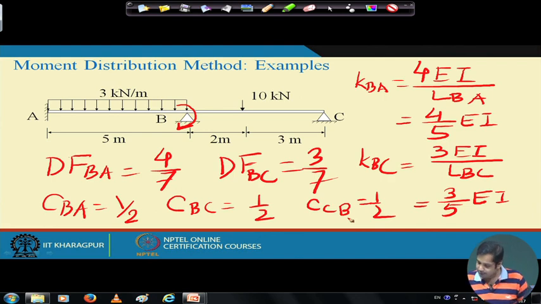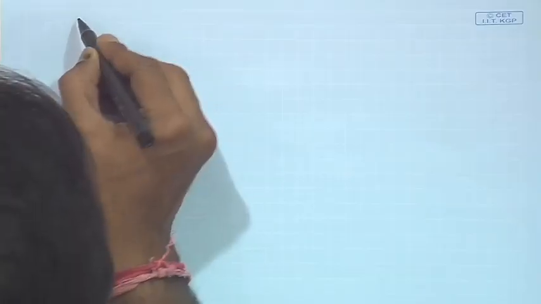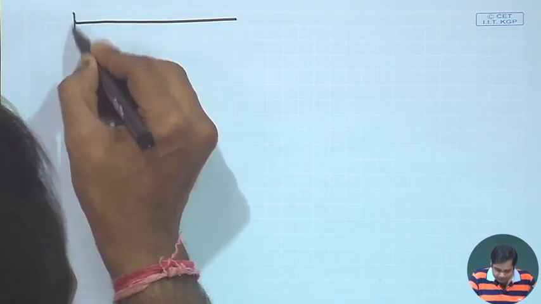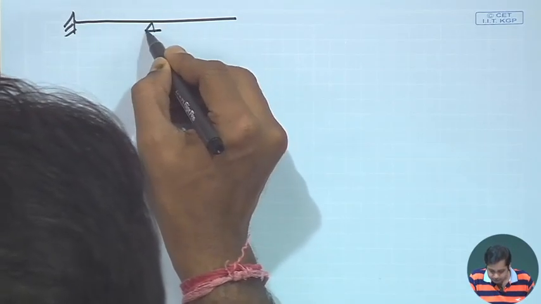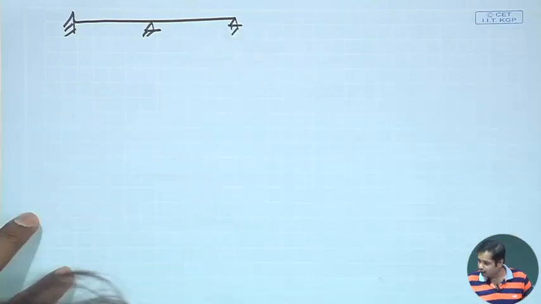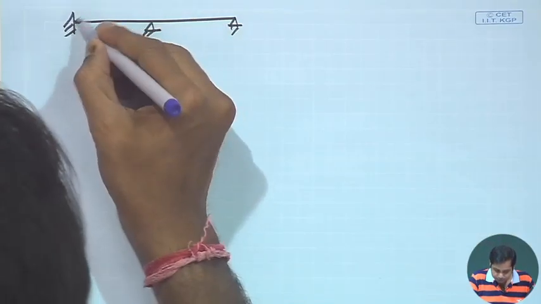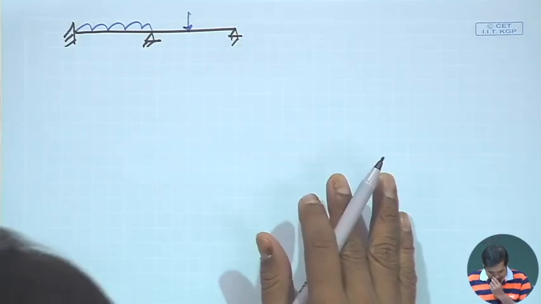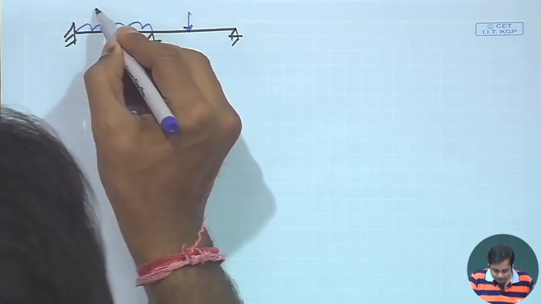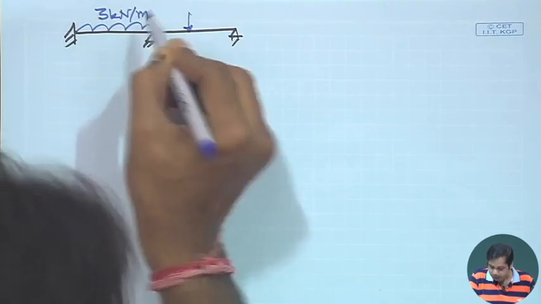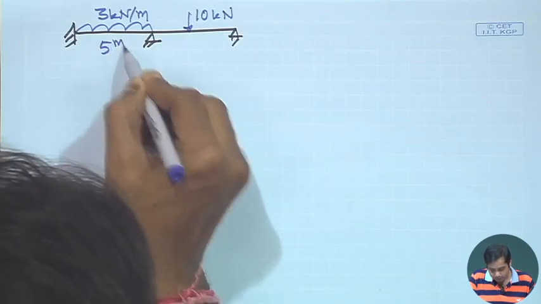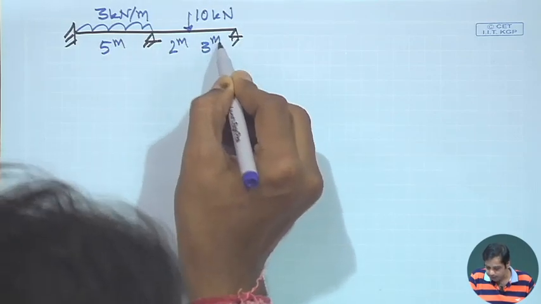So these are the information that we have right now. Okay. Now let us start. This is the problem. This is a fixed end, this is hinge, and this is hinge, and then we have externally applied loads. This is 3 kilonewton per meter, and this is 10 kilonewton, with spans of 5 meter, 2 meter and 3 meter. Okay.